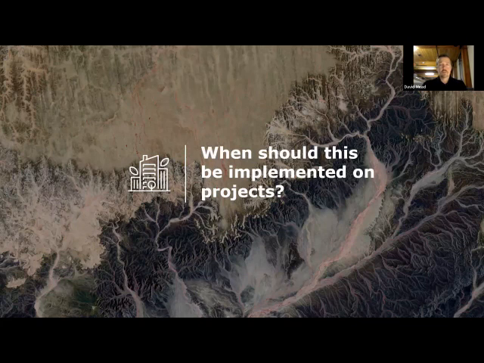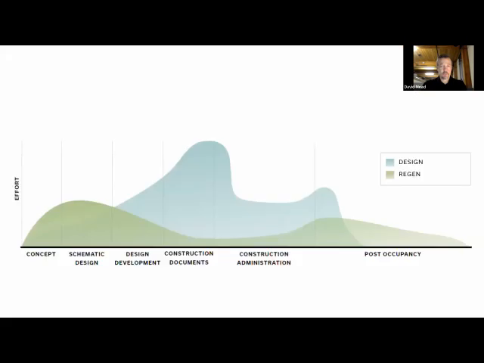So when should this be implemented on projects? We would recommend looking at it early. Here you can see this green dynamic line. Ideally, there are initial assessments on trying to look at whole life carbon. And the reason to do that is the sooner you measure concepts, the sooner you'll understand the impact.